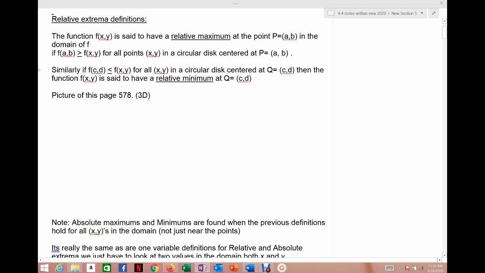The minimum is the same thing. If my function at the point (c, d), so c would represent the x value and d the y value, when I plug it into my function, is smaller than all of the other values near that. And again, a circular disk means it's not over the entire function, it's just near that value, close to that value.